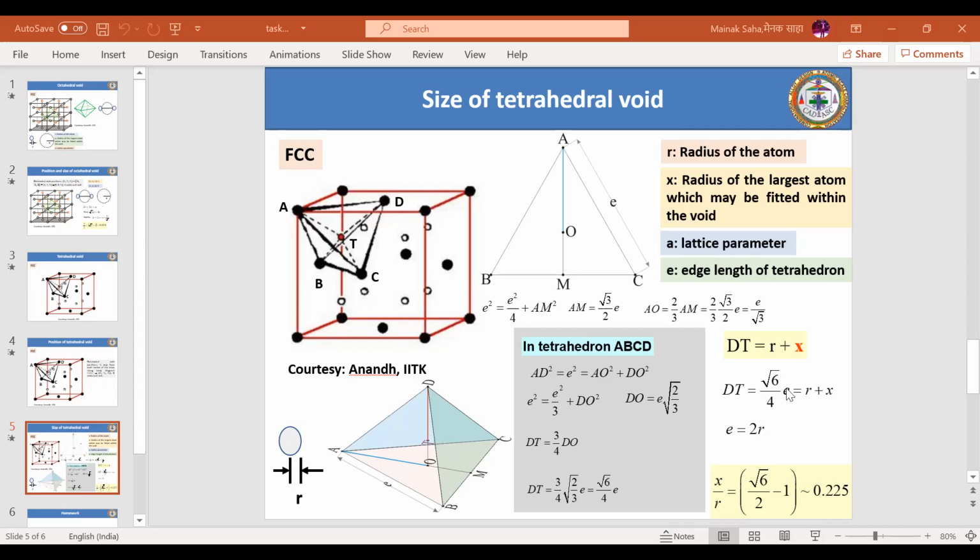Now DT is equal to root 6 by 4 E, so root 6 by 4 into 2r, which is root 6 by 2 r. So root 6 by 2 r is equal to r plus x. So x by r is equal to root 6 by 2 minus 1, which is 0.225. So this is the radius of the largest atom, with respect to r, the atomic radius, which may be fitted within the void at point D. Similarly, all the other positions will have the same void with radius equal to 0.225 r. That is the size of the tetrahedral void.